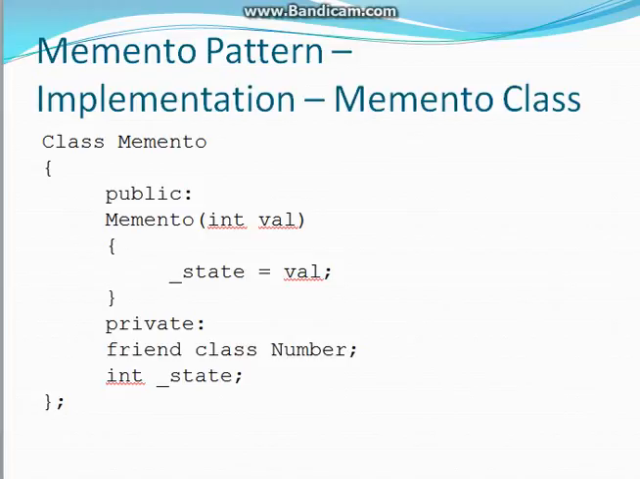And then the memento class, very straightforward. We have our constructor, and we set number as a friend class so that number can access the value of state. It's recommended to do this, but you could also have a getter instead. We already have a setter, so you could just add a getter in there instead of making number a friend class.